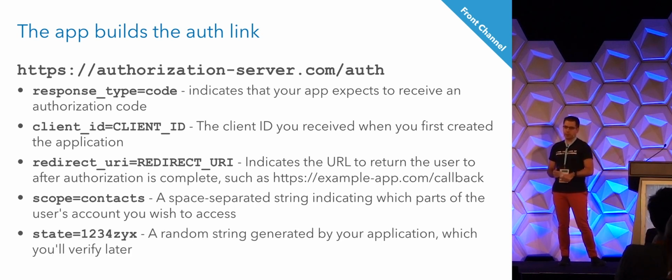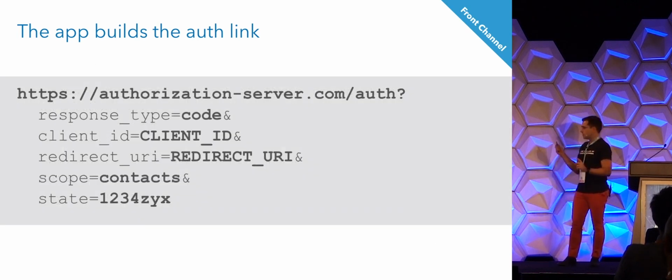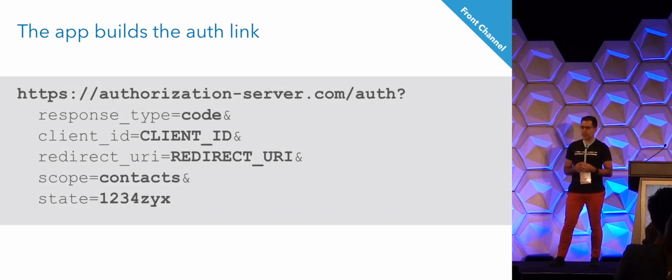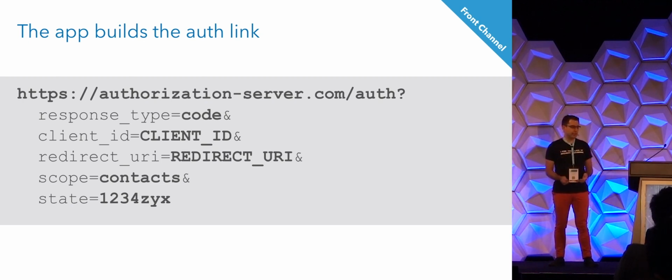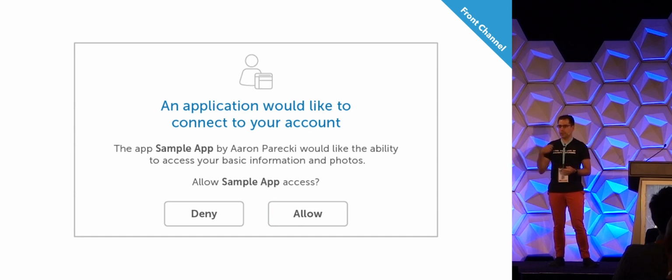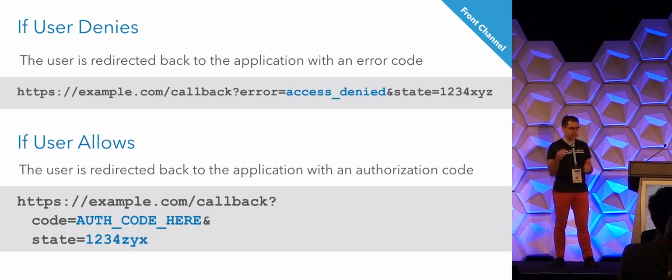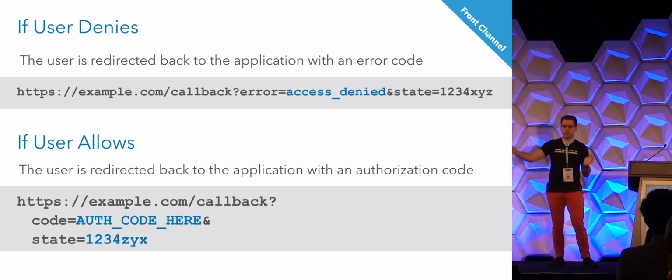State is a random string the app makes up, and this is the first of the things that protects the front channel. This ends up just being a regular URL, and then the app, this is the login button the user clicks. The user lands on the OAuth server, logs in, approves the request, and then is redirected back to the application with the authorization code. This is all the front channel steps.